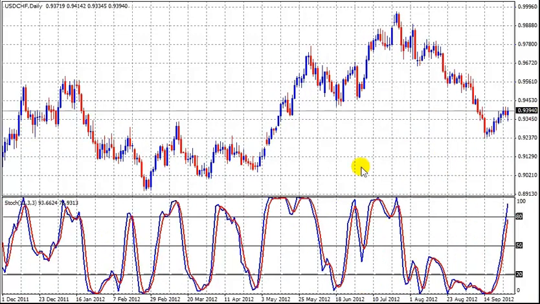US dollar against the Swiss franc, up slightly today, up about 21 pips. Overall very much losing its upward momentum here. It's had a nice correction now to the upside. We need to sell off again.